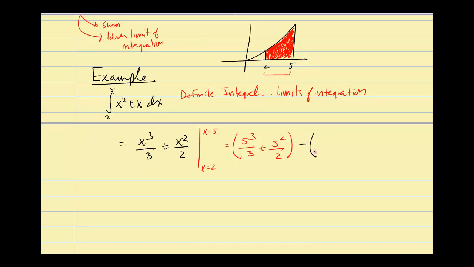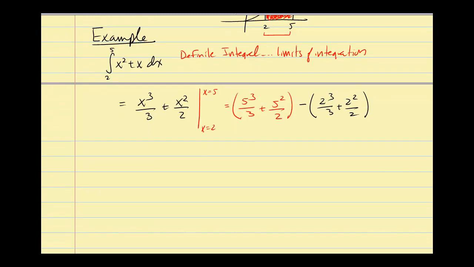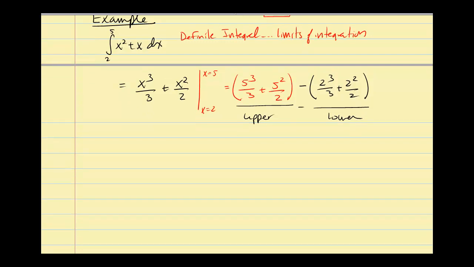Now a common mistake here is to not put up your parentheses, and then the negative sign won't distribute through. Okay, so again, if I don't put up these parentheses, the negative sign only goes to the 2 cubed over 3. It does not go to the entire sum. So always your upper minus your lower. And again, this is kind of jumping ahead into section 5.3, but it's a good thing to know right now.